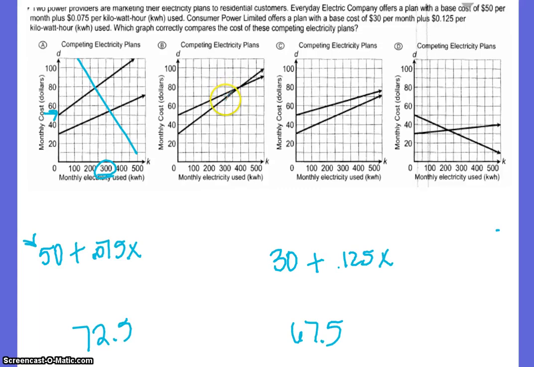On the other one, that one really looks pretty good. Let's try the other one. At 300, it's at 60 something, so that's wrong. And at 300, they're both really low, so neither one of those are correct. So your answer is B.